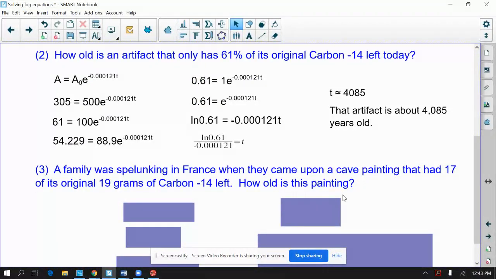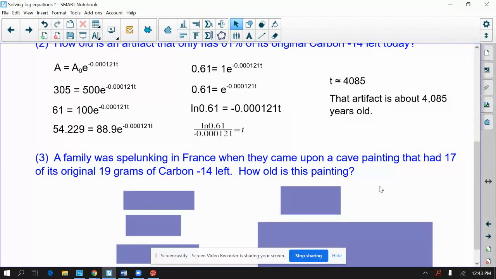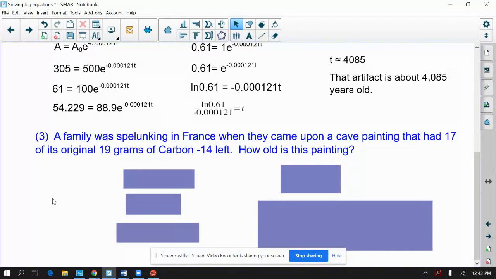All right, last one. We were spelunking in France and we found a cave painting, and we determined that 17 of its original 19 grams of carbon-14 was left over. How old is this painting? Is this exciting or not really? Did someone just graffiti this a few years ago, or is this really old? Because it has a large majority left over, 17 out of the original 19.